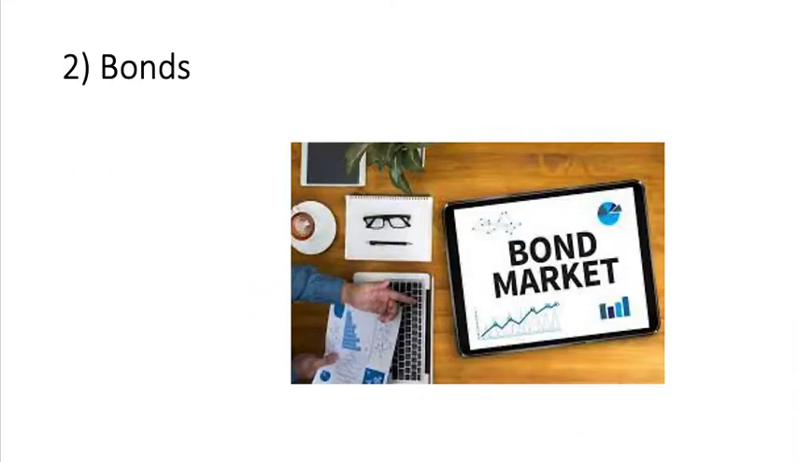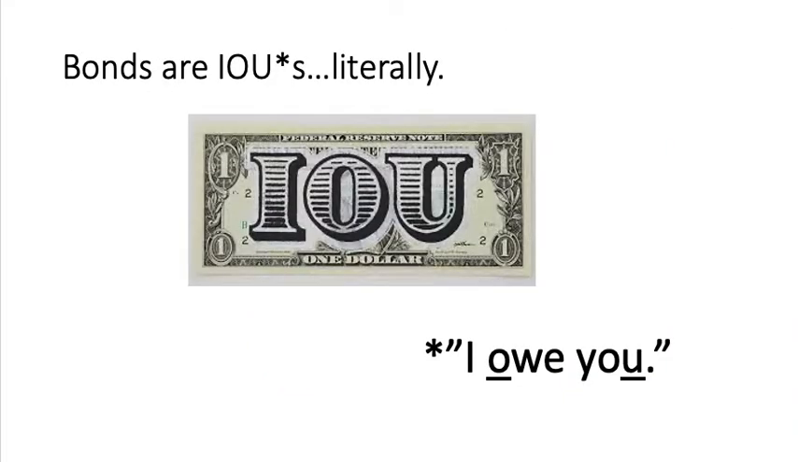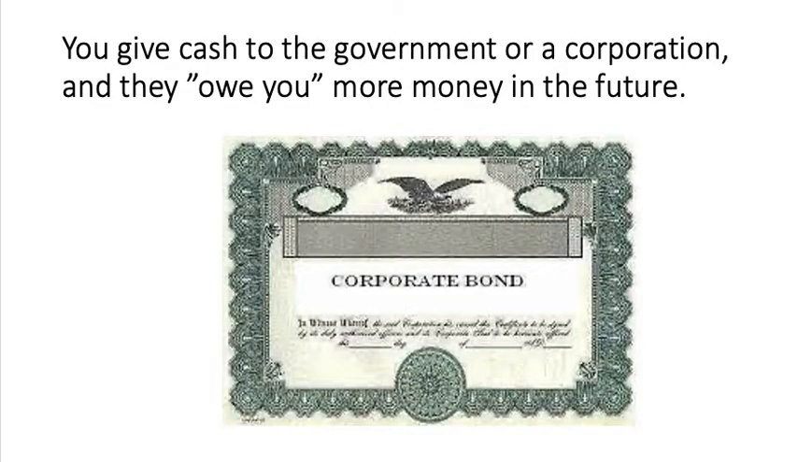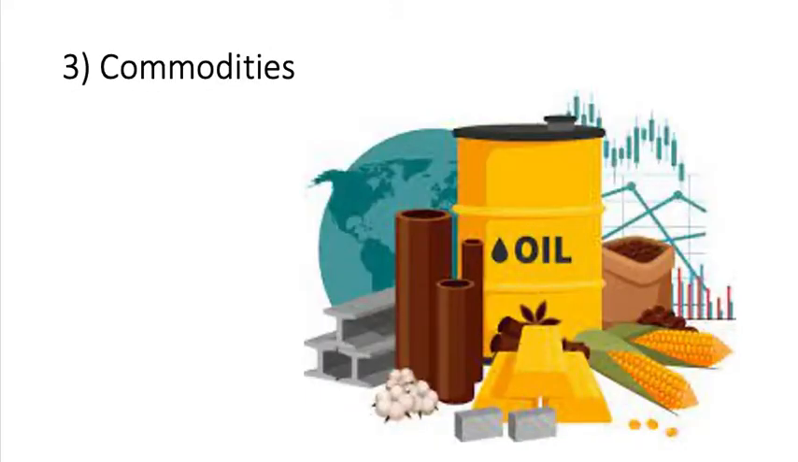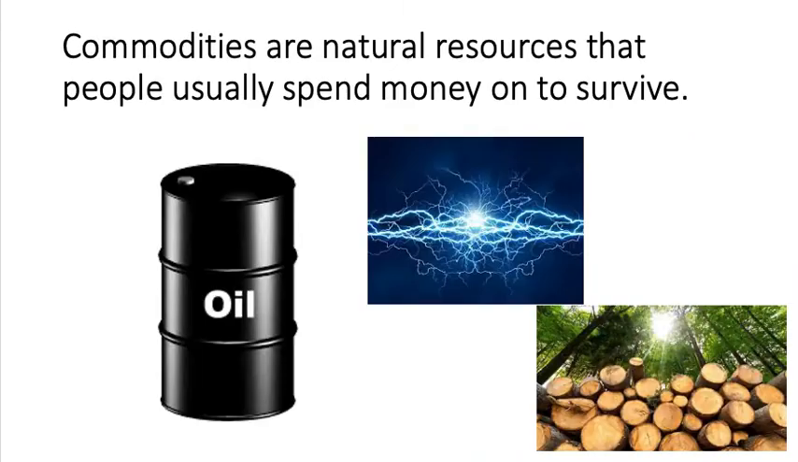Here's the second major asset class, bonds. Bonds are IOUs, literally. The provider of the bond, government or company, owes you a higher amount of money for you buying their bond. You give cash to the government or corporation, and they owe you more money in the future. For example, you buy a bond for $500, it will be $1,000 if you hold it for some amount of time. The third asset class is commodities.